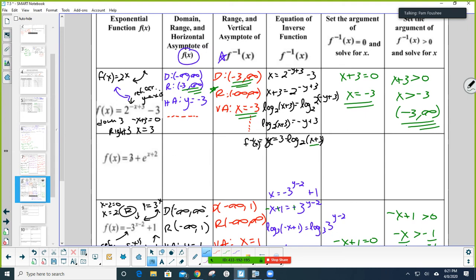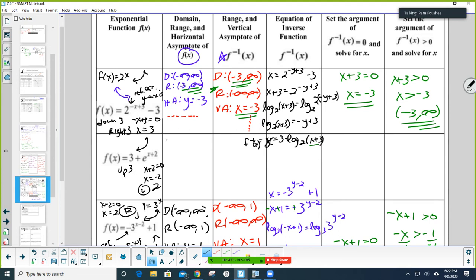Again, I know this is telling me up 3. This, if I said x plus 2 equal to 0, I get x equals -2. This tells me I'm going left 2, there's no reflections at all. So I know it's going to look something like that.